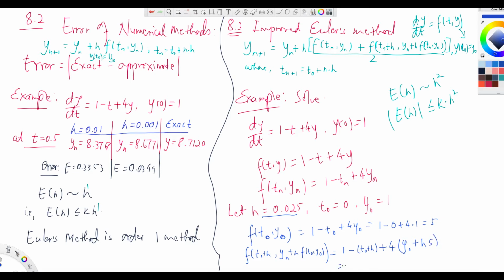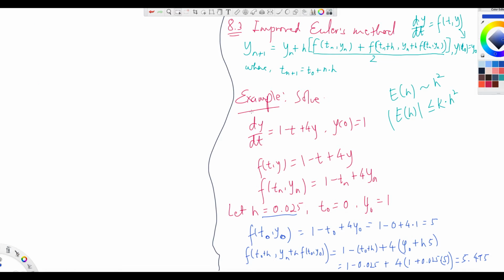Okay, now let us see that 1 minus t0, what is t0? T0 is 0, plus h is 0.025, so 1 minus 0.025 plus 4 times y0, which is 1, plus h, which is 0.025, times 5. If you simplify that, you will get 5.475. So from this you can find out y1, right?